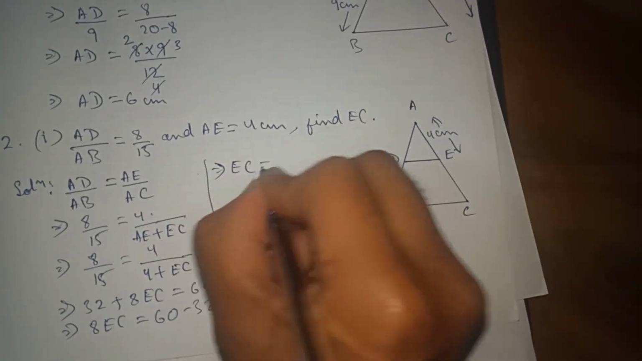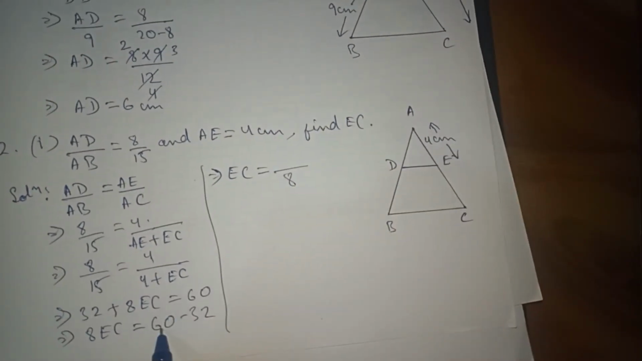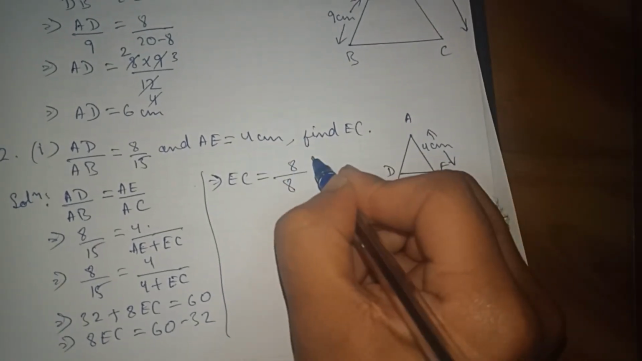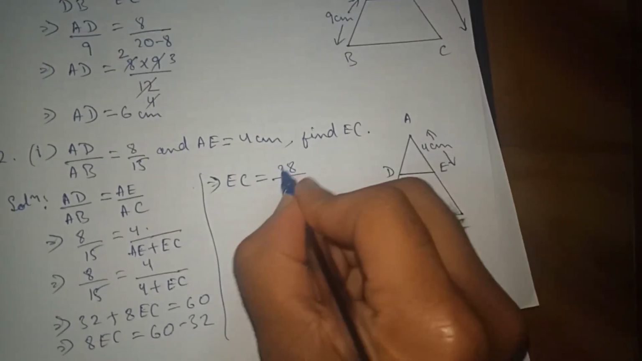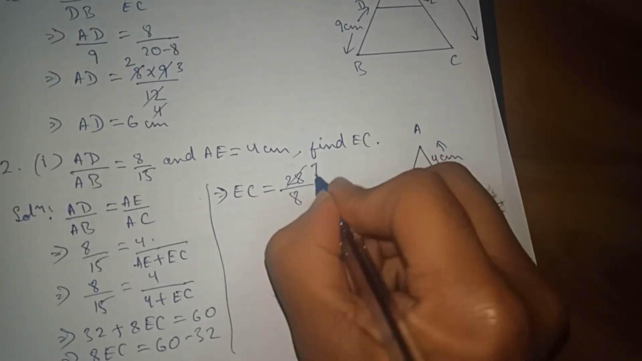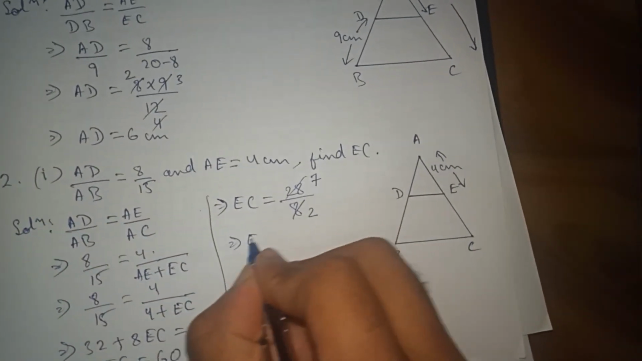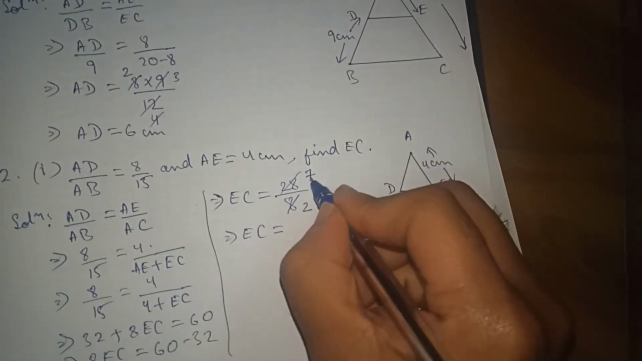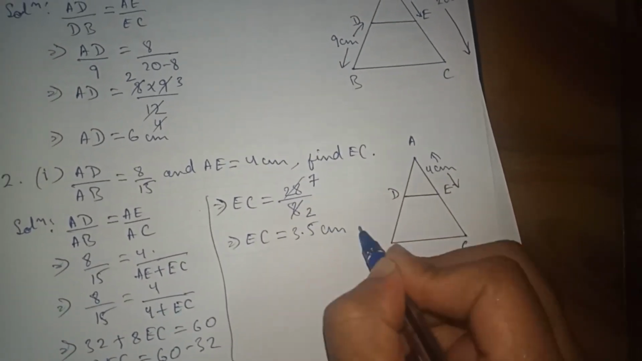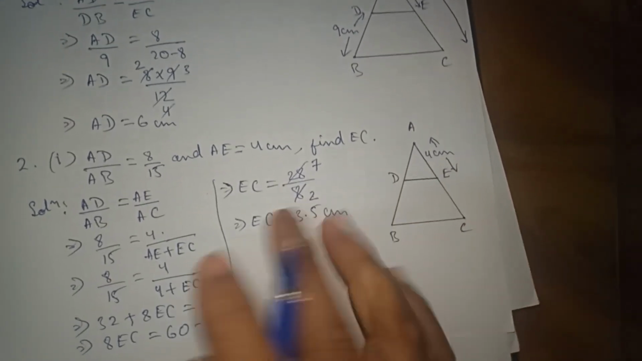So this implies EC is equal to 60 minus 32, which is 28, divided by 8. Cancel by 4: 4 7s are 28, 4 2s are 8, and this implies EC is equal to 7 divided by 2, which is 3.5 centimeter. Yes, EC measurement is 3.5 centimeter.